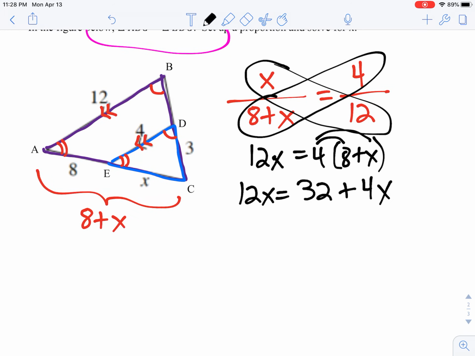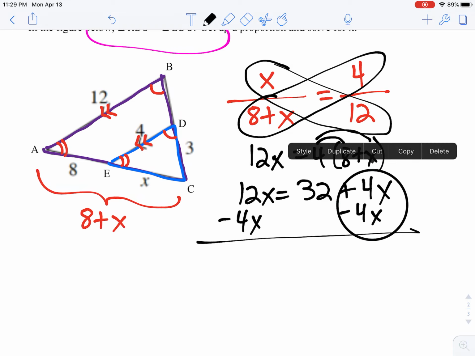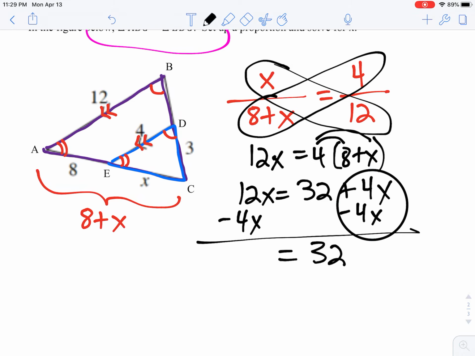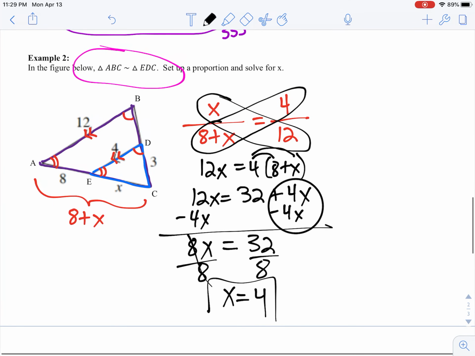Now what we want to do is we want to get the x's to one side of the equation. Since 12 is bigger, I'm going to subtract 4x and put that on one side. So this gives us a big fat 0. And then we're just going to bring down our 32 equals 12x minus 4x would give us 8x. Then we can divide by 8 to show that x is 4. And that's how you would find your value of x. This, I believe, is the same problem that was found in your e-learning assignment too, if you wanted to go back and take a look at that.